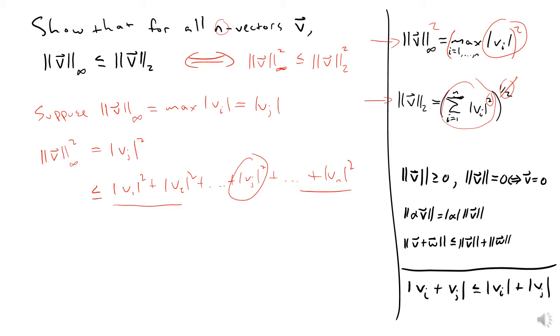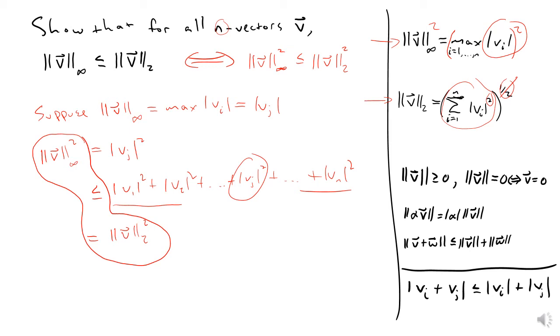But what have I just written down? What I've just written down is exactly the sum of the squares of the entries. So this is exactly the 2 norm squared. Okay, so look at our inequality here. We've got the infinity norm squared is less than or equal to the 2 norm squared. And if that's true, then it must also be true that the infinity norm is less than or equal to the 2 norm.